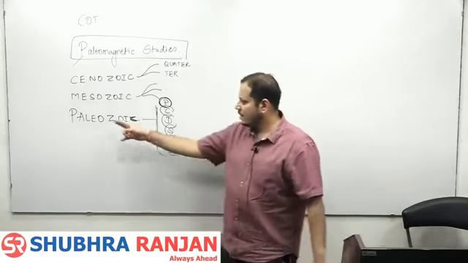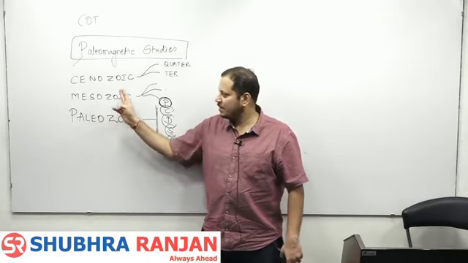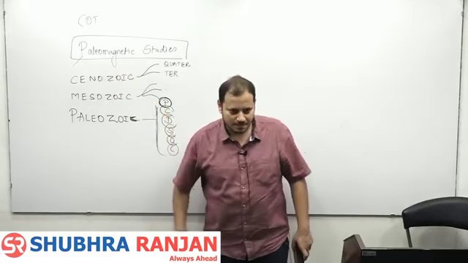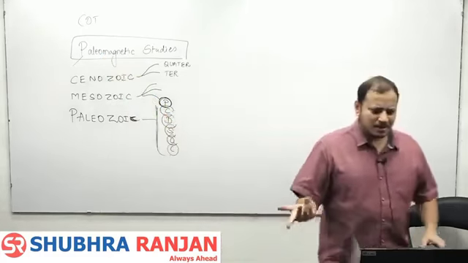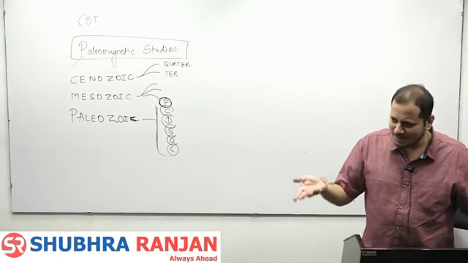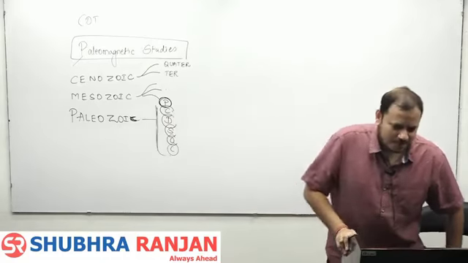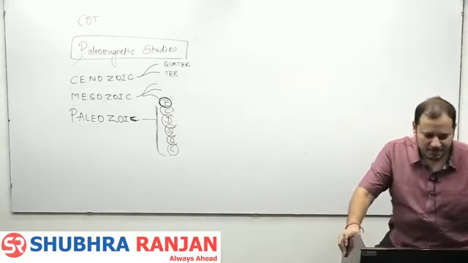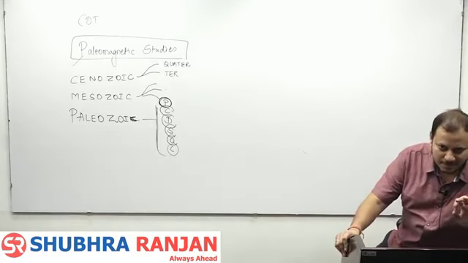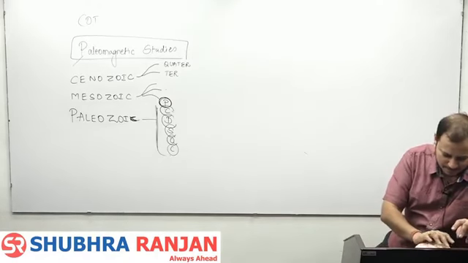So Paleo, old, Zoic, life. Meso means middle, life. Ceno means new, life. Similarly Paleo, magnetism, old magnetism. New magnetism पढ़ने की ज़रूरत नहीं because अभी तो पता ही है इंडिया कहाँ पे है, fine. So what you will do out of that, right? So paleomagnetism and geomagnetism.